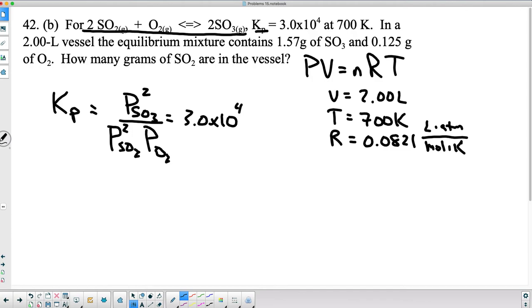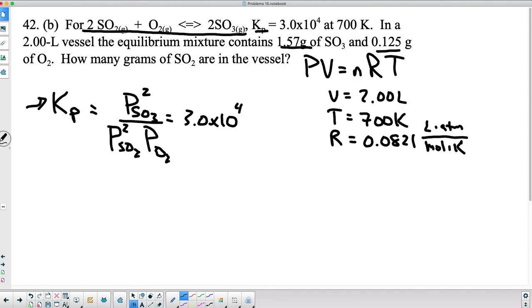So here's what we're going to do. The first thing we can do is notice that we're given, for SO3, the number of grams, and for O2, we're given the number of grams. I'm going to change both of those into moles, and then I'm going to use P equals nRT over V. I'm going to solve for pressure, and then we can plug it into the equation that we have for Kp.